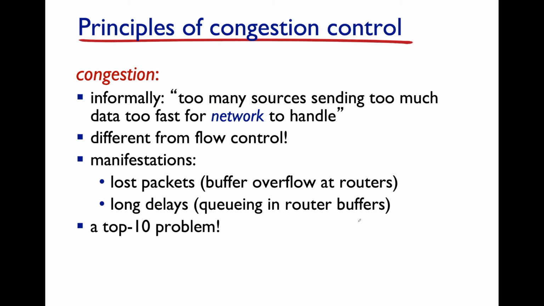Now, congestion control is different from flow control. Flow control, we're slowing down the sender to match the amount of buffer space in the receiver. But with congestion control, we're slowing down the sender in response to a network that cannot handle that rate of data. And so how does this manifest? You have lost packets, and you also have long delays, because queuing delay in the router buffer goes up as you get more and more packets being added to the buffers. They're waiting in line longer. And congestion control is one of the top problems in computer networking.